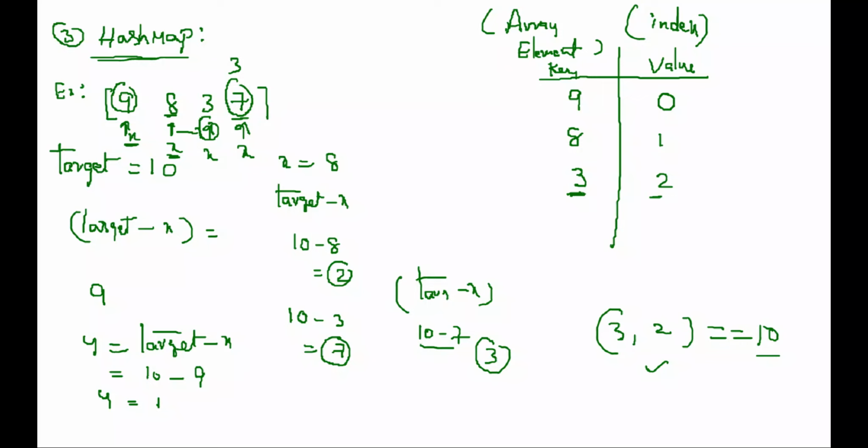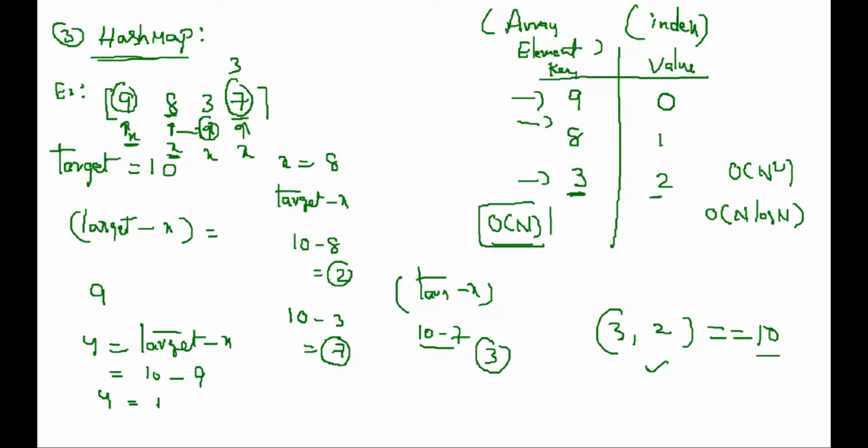Here we are simply sending the elements into the hash map, hash table. So here the time complexity is O of n, which is very less compared to the previous time complexity. In the first method, our time complexity is O of n square. In the second method, our time complexity is O of n log n. In the third case, our time complexity is O of n. So when you compare these three, this one is having the least time complexity. So now we will write the solution for this hash map.